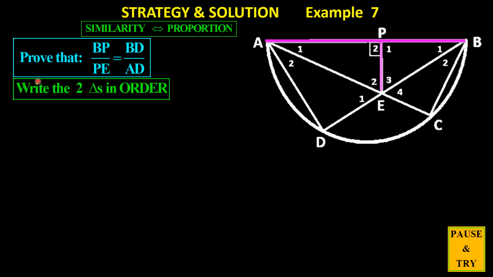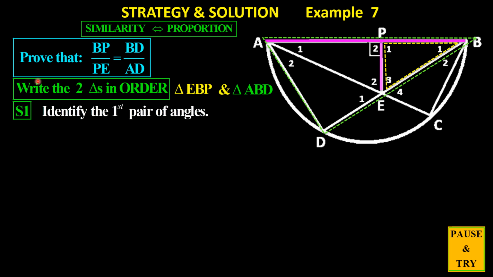There's BP and PE, so there's three letters, a B, a P, and an E, so I start with E, then B, then P. Easy. Next one is a B, D, and an A. So I have B, D, I start with an A. Then it's A, B, D. Very quick, right? So let's identify the two triangles: E, P, B, and the larger one there is A, B, D. Now we're ready to prove them similar.